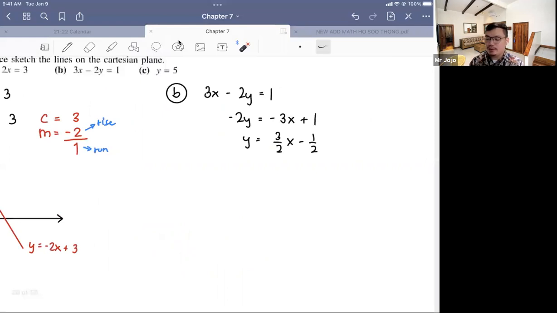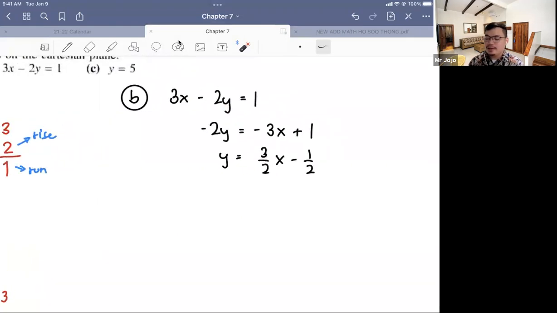So we're given here 3x minus 2y equals 1. Now again, this is not yet in the standard line or equation of line format, right? So you need to rearrange this. What I did here is to bring down negative 2y, and transpose 3x to the right side. That's why I have negative 3x plus 1.